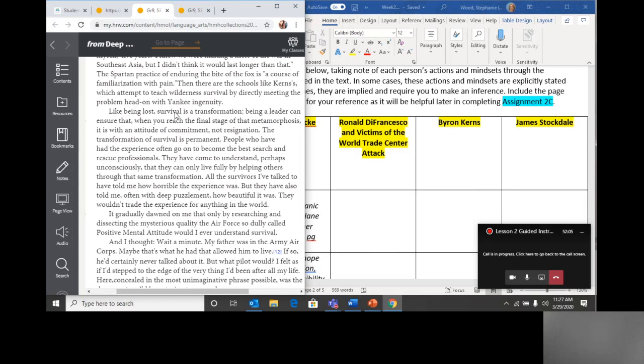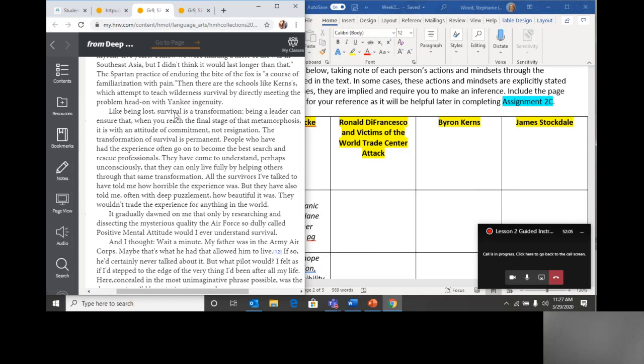All the survivors I talk to have told me how horrible the experience was, but they have also told me, often with deep puzzlement, how beautiful it was. They wouldn't trade the experience for anything in the world. It gradually dawned on me that only by researching and dissecting the mysterious quality the Air Force so dully called positive mental attitude would I ever understand survival.